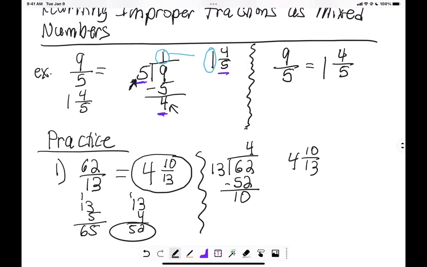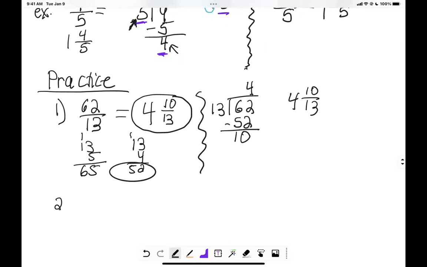Let me try a different one. Let's do 51 over 7. So that's improper. My numerator is bigger than my denominator, and I want to get to a mixed number. So I ask myself, how many 7s are in 51? Well, if I know my times tables, 7 times 7 is 49. So it has to be 7. And 49, how many are left over? 49, 50, 51, 2. 7 and 2 7ths.